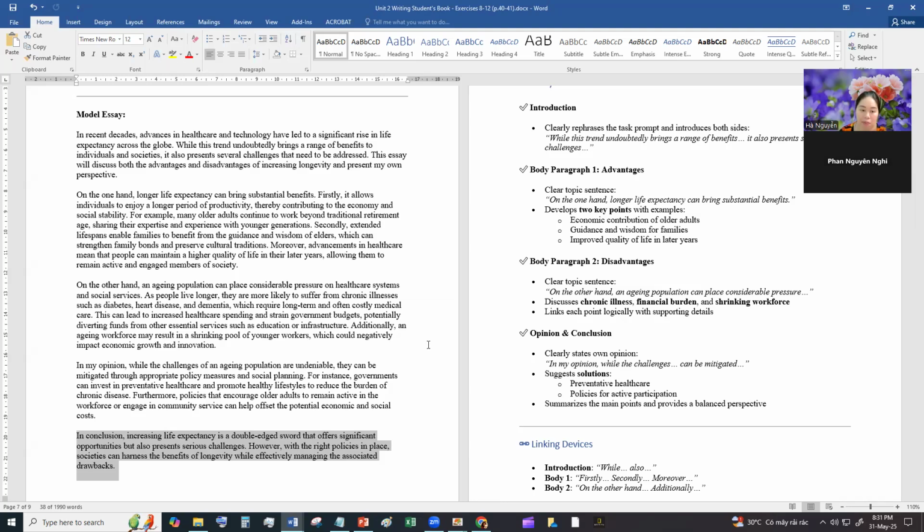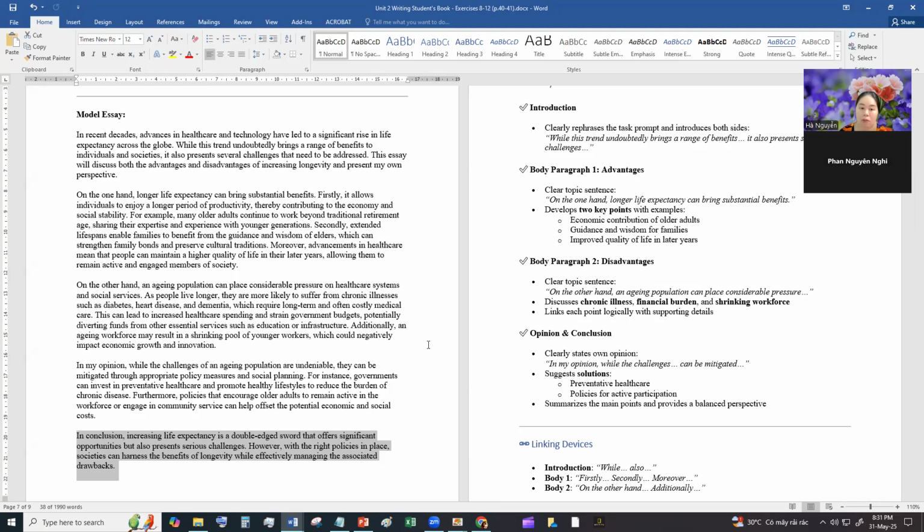Okay. So if more elderly people are still working or they still remain in the workforce, it creates competition with the younger people. There won't be enough jobs for younger workers if elderly people continue to work. So that's what it means by a shrinking pool of younger workers.